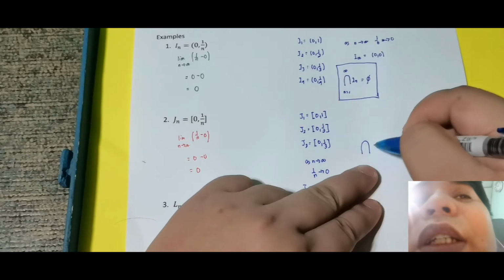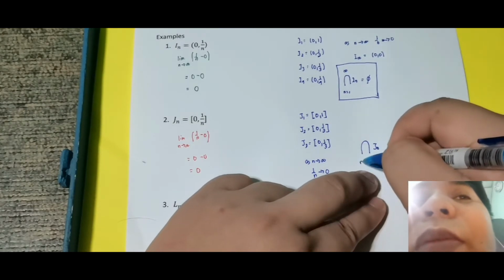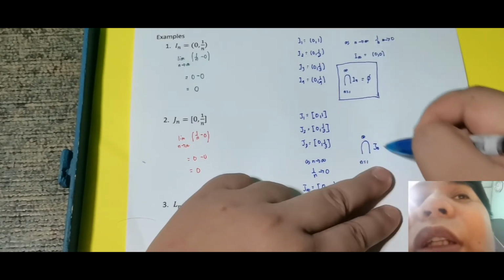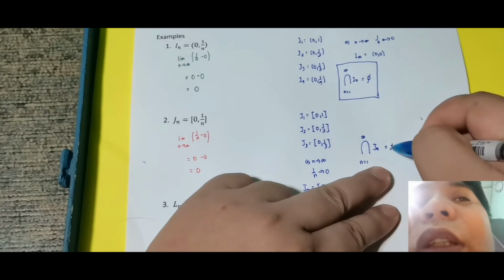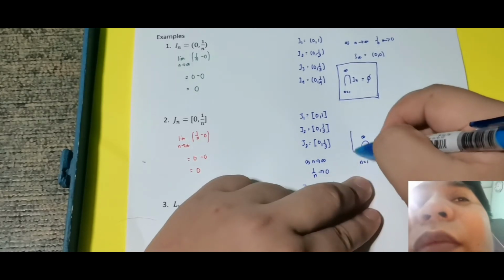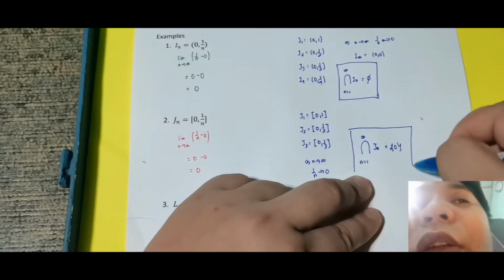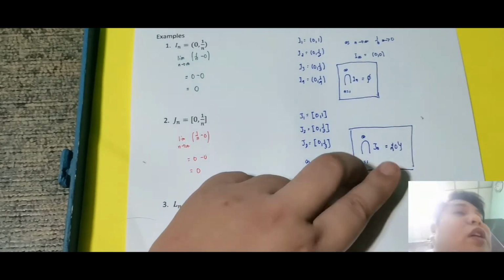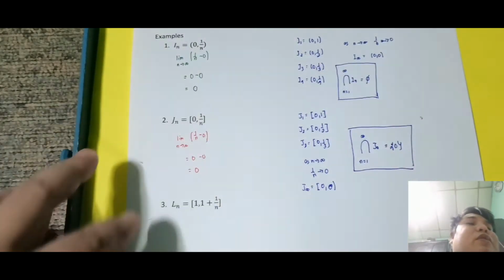Therefore, the generalized intersection of J sub n for n equal to 1 up to infinity is equal to the set containing 0. Okay, so therefore that is a singleton.